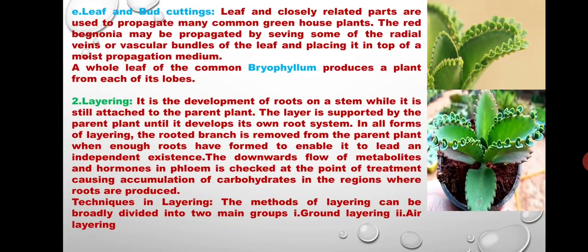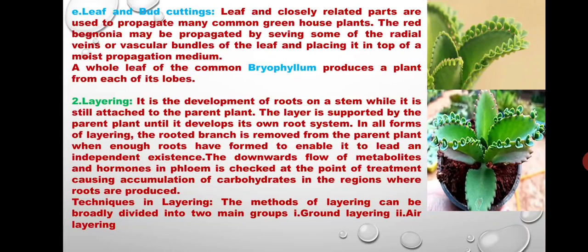Next, we discuss layering. It is the development of roots on a stem while it is still attached to the parent plant. The layer is supported by the parent plant until it develops its own root system. In all forms of layering, the rooted branch is removed from the parent plant when enough roots have formed to enable it to lead an independent existence.